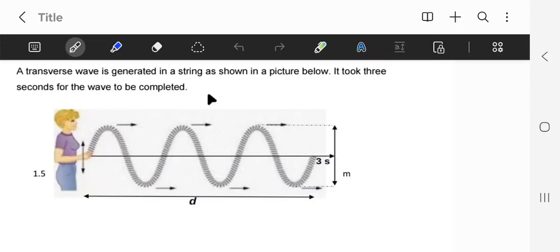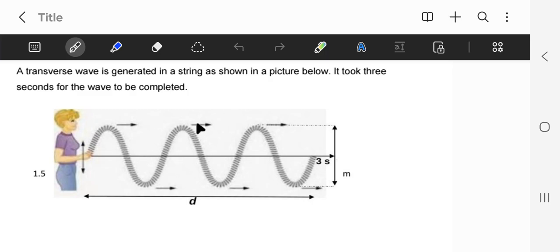On this video we'll be looking at answering questions that are based on a transverse wave. So here they say that a transverse wave is generated by a string as shown in a picture below. It took 3 seconds for the wave to be completed. And when you look at this transverse wave, guys, we need to be able to tell how many waves are on this particular transverse wave.